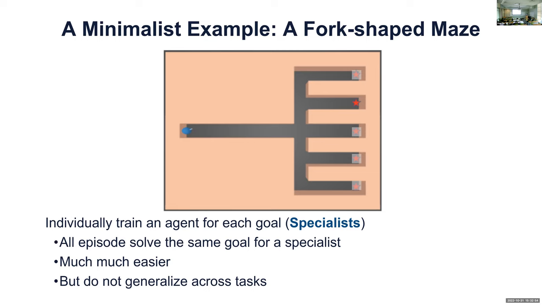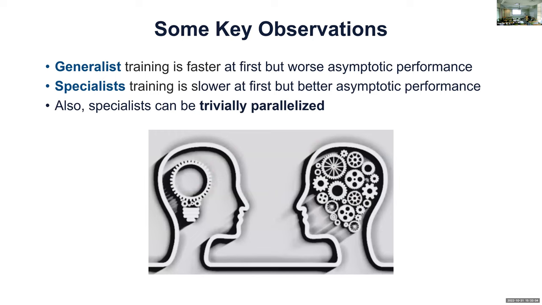And then the question is, how could the previous observation inspire us to build a framework that will allow us to learn at large scale for reinforcement learning? Okay, so to summarize, generalized training is very fast at the beginning, because across a lot of tasks there will be certain shared structures, and learning them in a shared manner is good. However, there will be worse asymptotic performance. Whereas specialist training is slower at the beginning, but it will have better asymptotic performance. Also, the specialist training can be trivially parallelized.